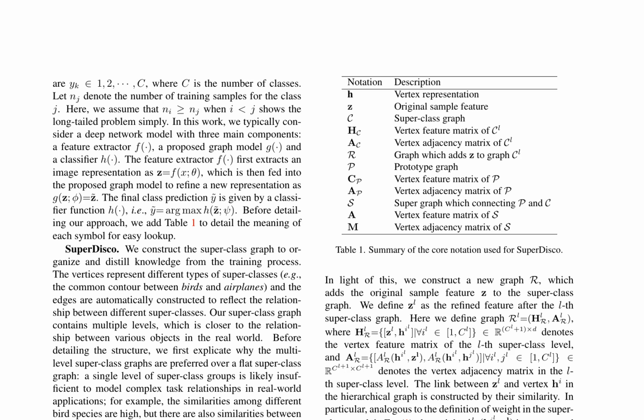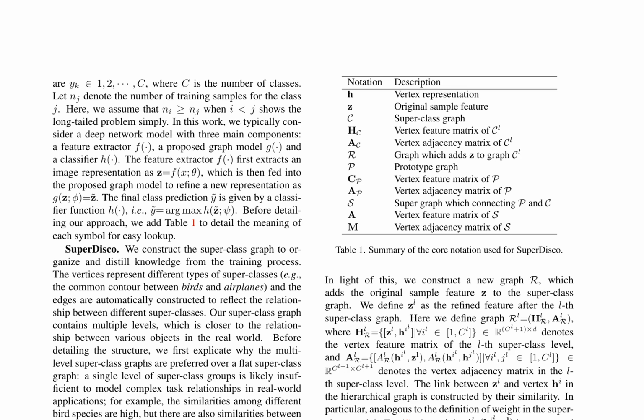The feature extractor first generates an image representation as Z equals F(X), which is then refined by the proposed graph model to produce a new representation Z'. The final class prediction y is given by a classifier function H, specifically y equals argmax H(Z'). To facilitate easy lookup, a summary of core notation is provided in Table 1.